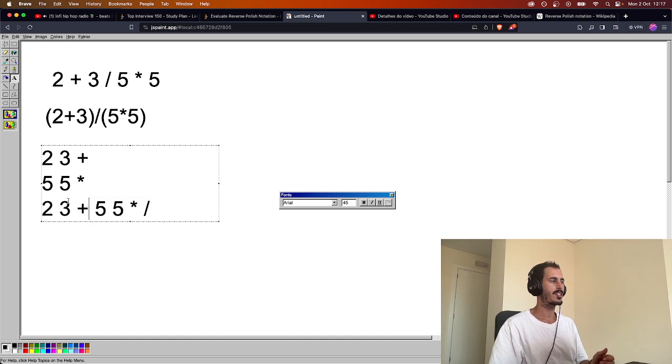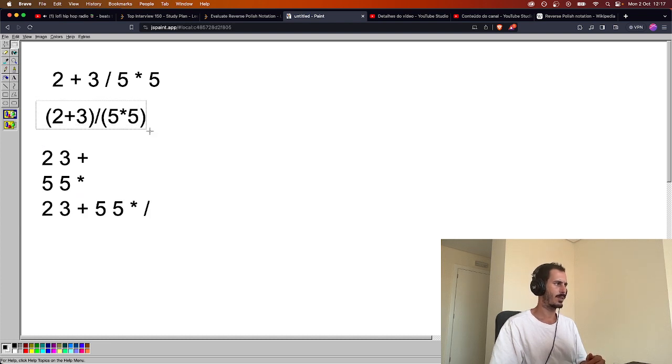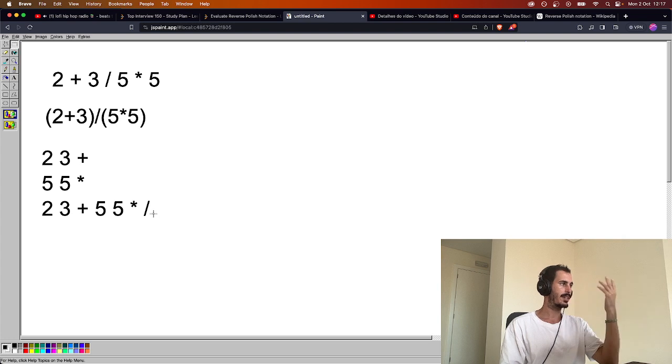This is not so easy to read for humans, we're not used to it, but it is unambiguous. So we know for a fact that this means this with parentheses, and we don't need parentheses. That's the advantage. Okay, so let's implement this. We need something that reads this and outputs the result, which is 2 plus 3 is 5, divided by 25. So it's a decimal number, but okay.